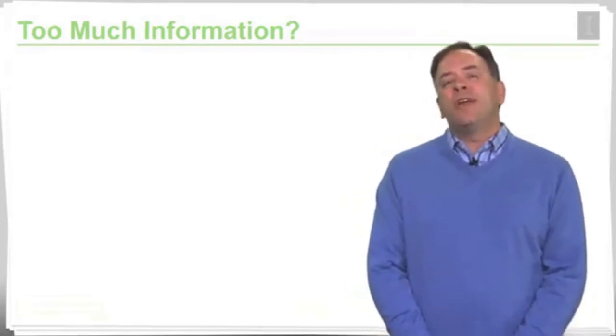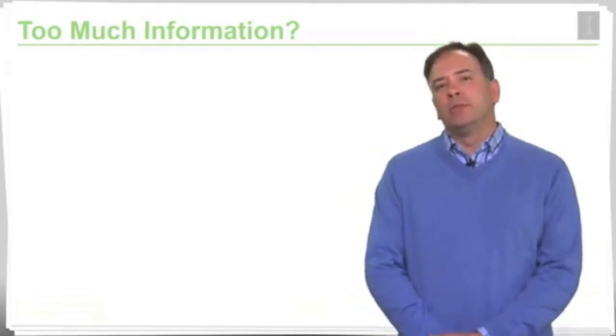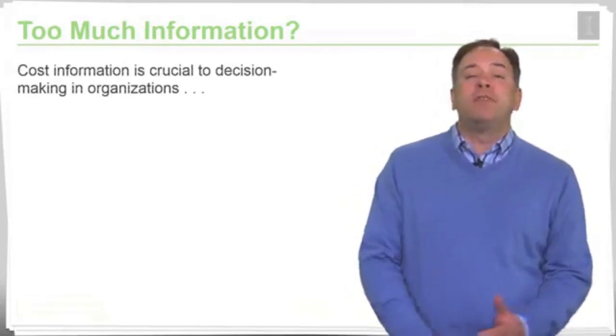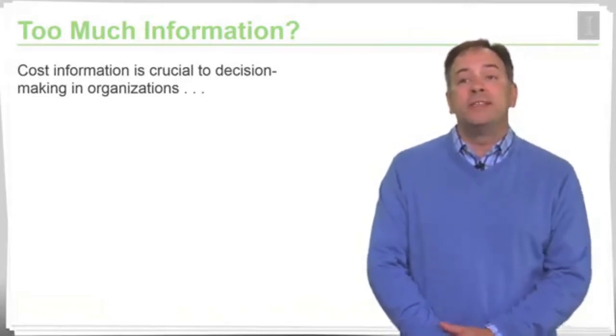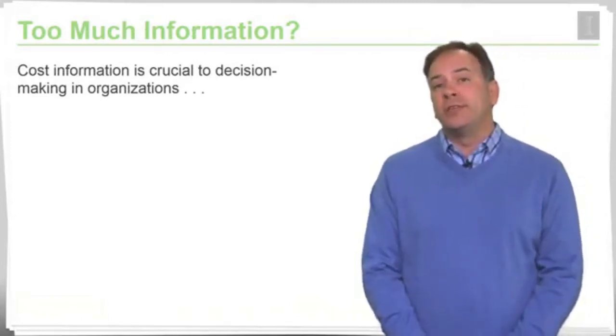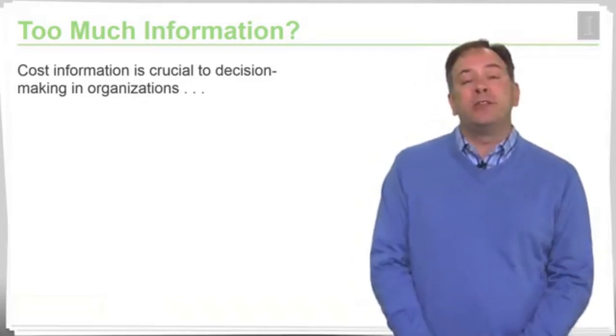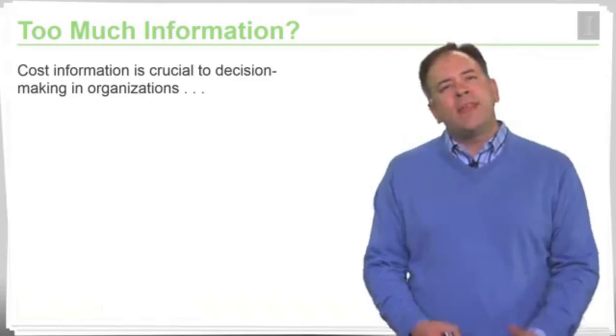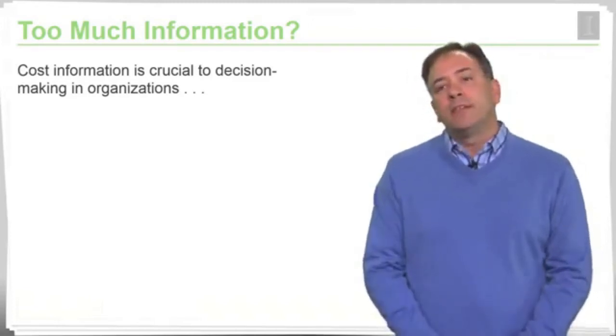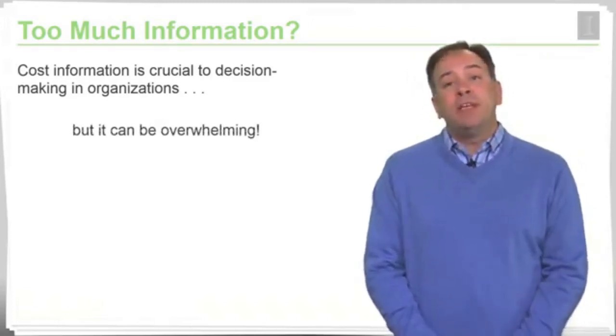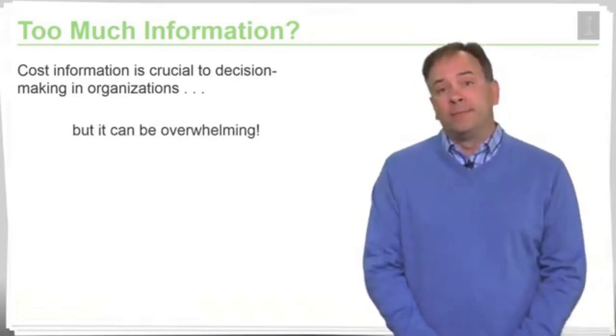Now, organizations face a variety of information problems. You can think about cost information and how crucial it is to decision-making in organizations. In a lot of situations, firms don't have the right cost information to make particular decisions. But that's not the only problem they face. Sometimes cost information can be so available that it's overwhelming.